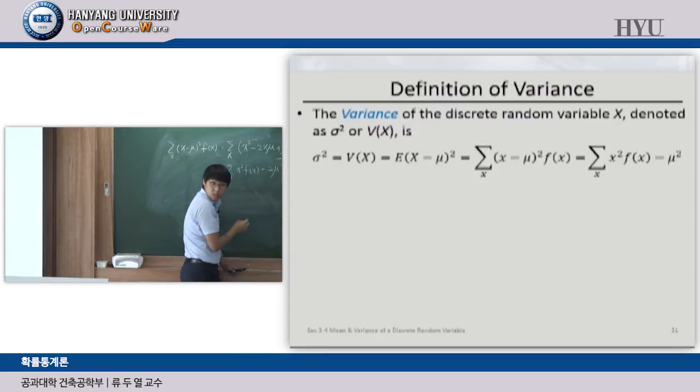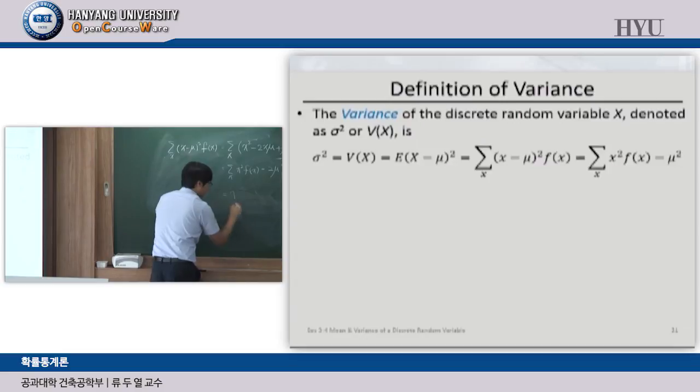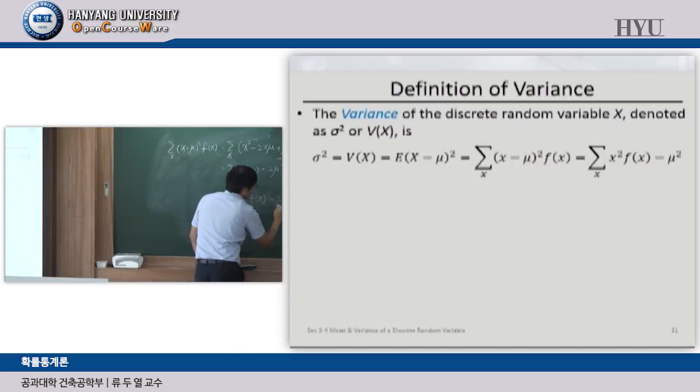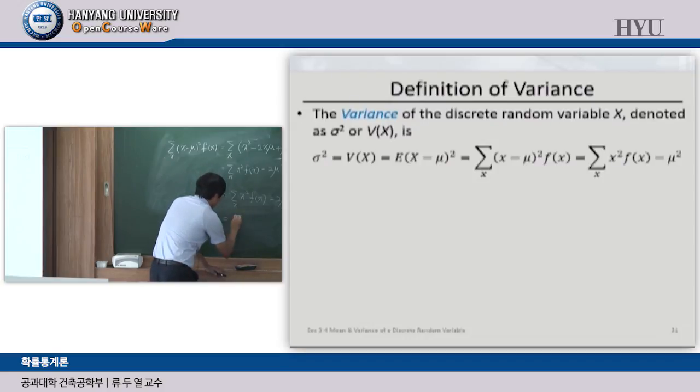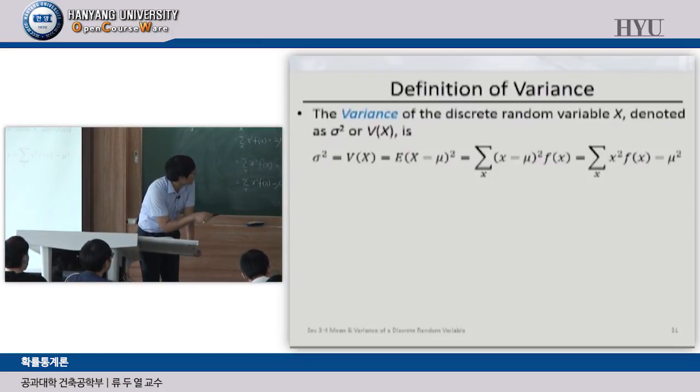So what is this? This is the mean, right? What is the summation of the probability mass function? This one, right? So this can be the summation of x square f(x) minus 2 mu square plus mu square. And this can be the summation of x square f(x) minus mu square. So from this relationship, we can simply calculate the variance of the discrete random variable using this equation. Understand?